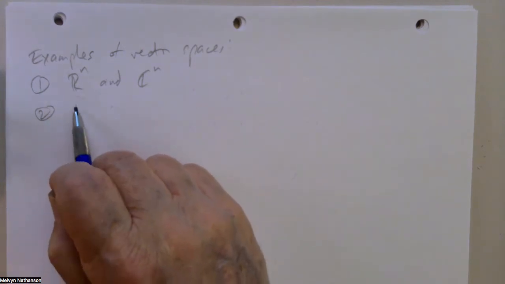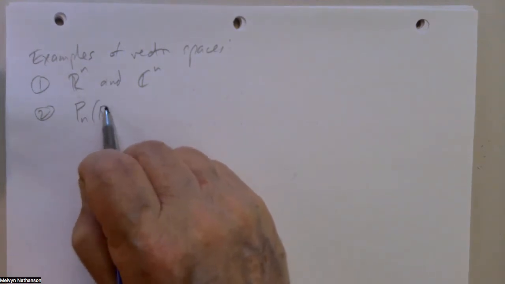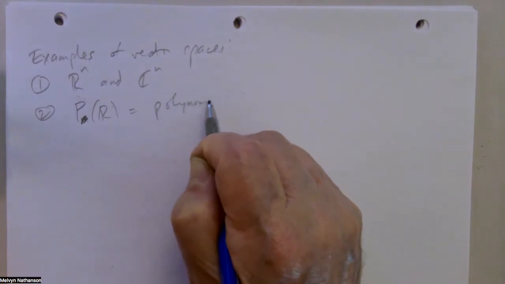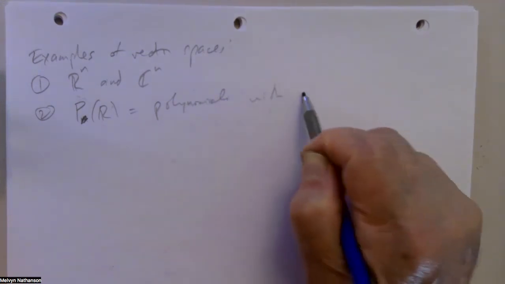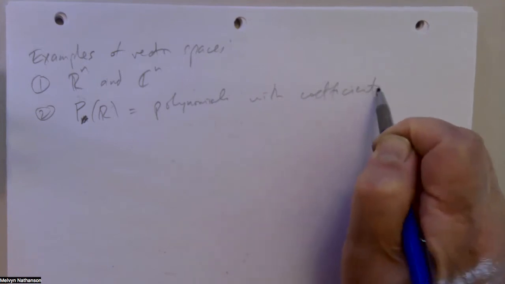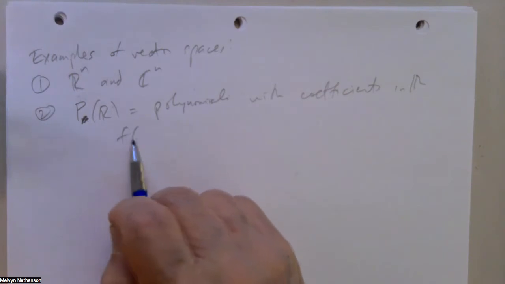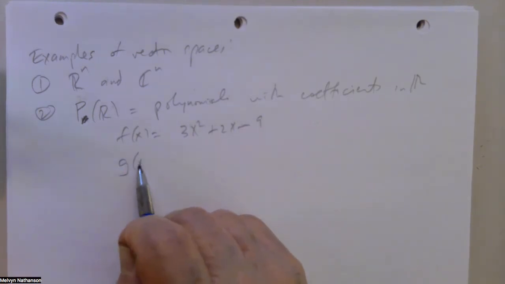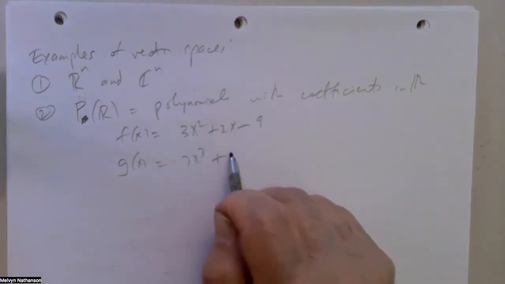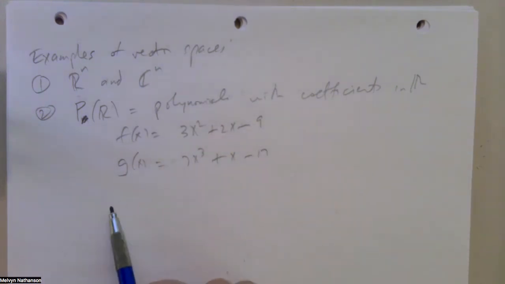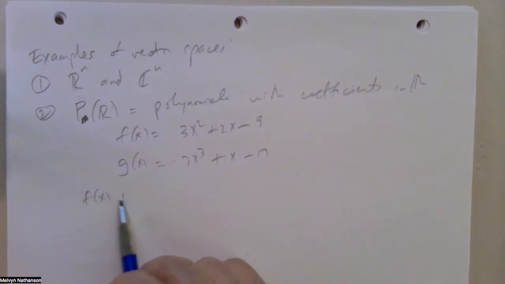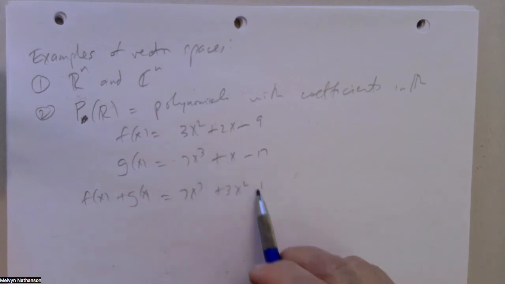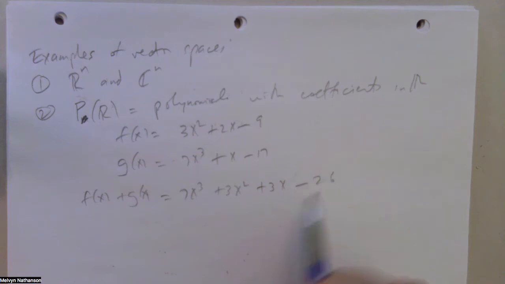For example, those I'll call P sub n of R. So these are all, I'll just call it P of R. These are all polynomials with coefficients in R. So you might have a polynomial f of x equals 3x squared plus 2x minus 9, and g of x is 7x cubed plus x minus 17. These are polynomials, and you know how to add them. This is 7x cubed plus 3x squared plus 3x minus 26.